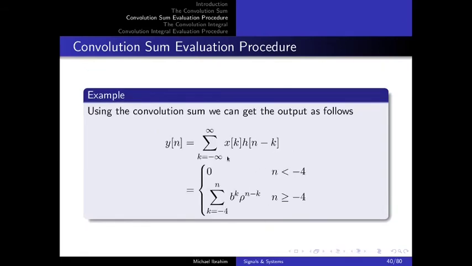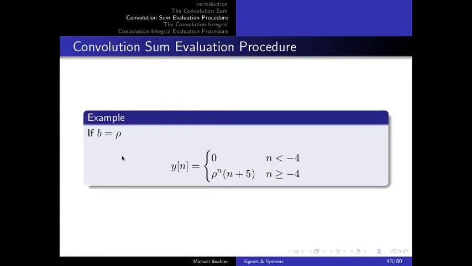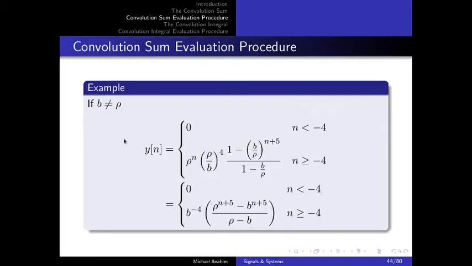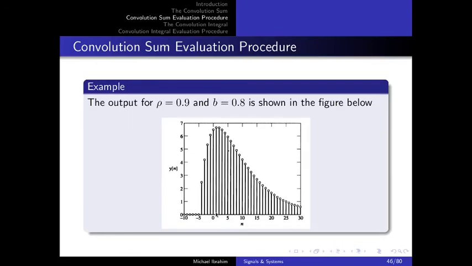And then we start doing the convolution, and we get the final result in the two cases. If b is equal to rho, it's rho to the power n times n plus 5. And if b is not equal to rho, it will take this form. And here is a graphical representation of the convolution. This is x of k, this is h of k, h of minus k, h of n minus k, and now we can do the convolution. And this is the plot of the output y of n for certain values of rho and b.